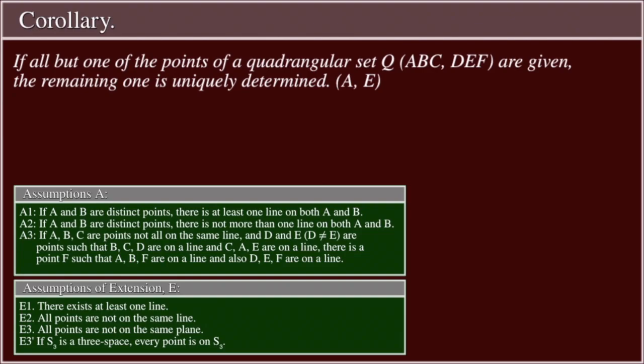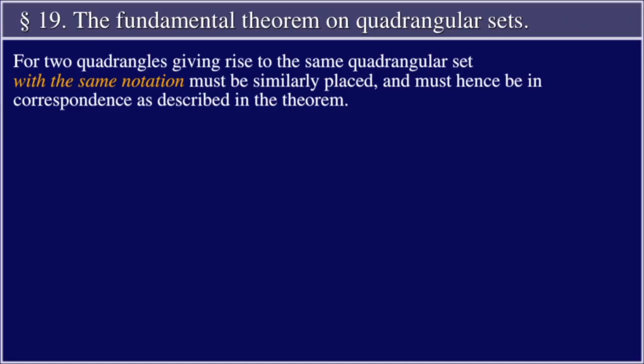Corollary: if all but one of the points of a quadrangular set Q(ABC, DEF) are given, the remaining one is uniquely determined. Assumptions A and E. For two quadrangles giving rise to the same quadrangular set with the same notation must be similarly placed and must hence be in correspondence as described in the theorem.